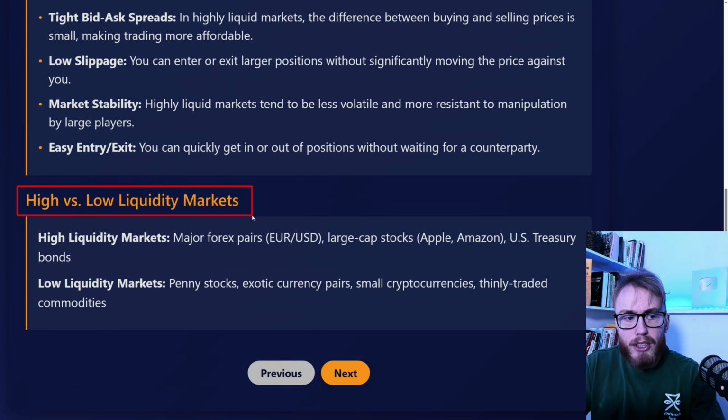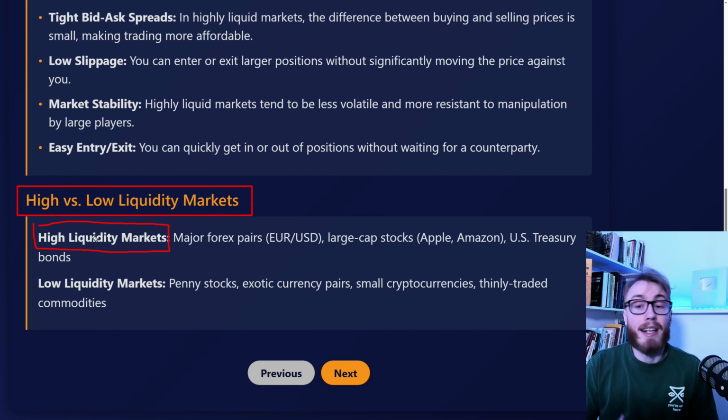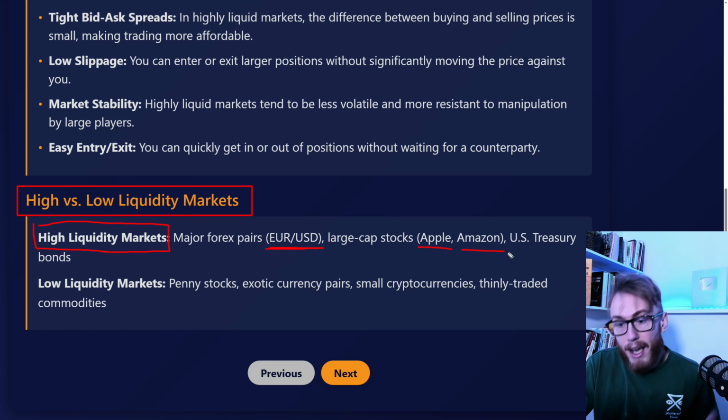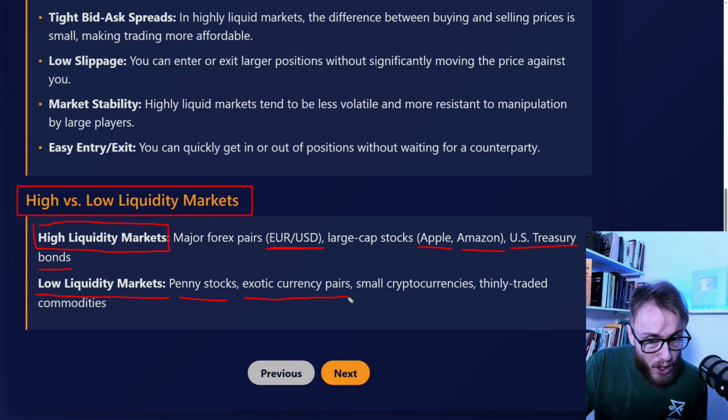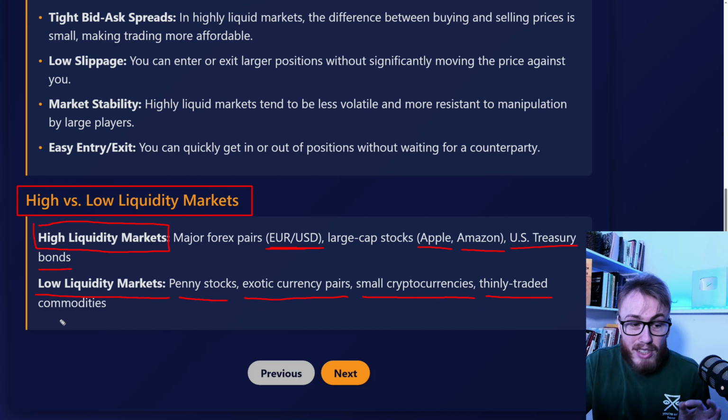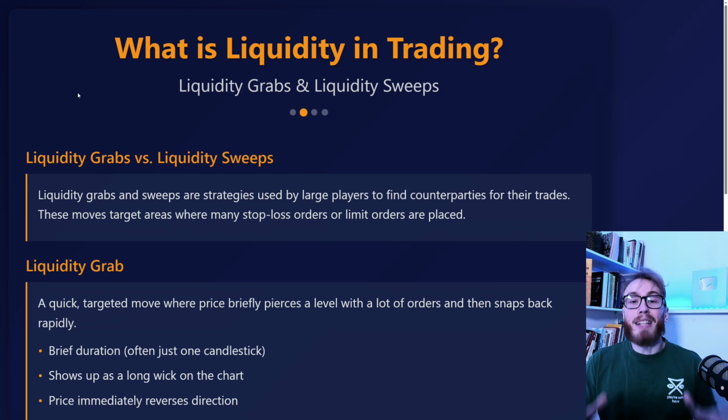But alright, so now let's take a quick look at some high versus low liquidity markets. So some examples of highly liquid markets, or in other words, markets that we can easily get in and out of without moving the price, are, for example, major Forex pairs like Euro USD, large stocks like Apple, Amazon, Nvidia, and so on and so on. And we can even talk about markets like US Treasury bonds. While low liquidity markets, as I already mentioned, are, for example, penny stocks, very small altcoins, small cryptocurrencies, and also thinly traded commodities.